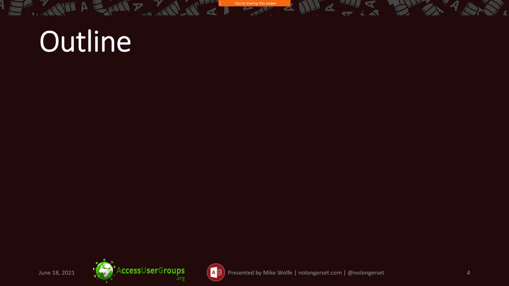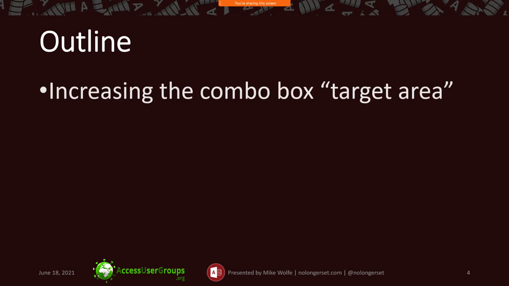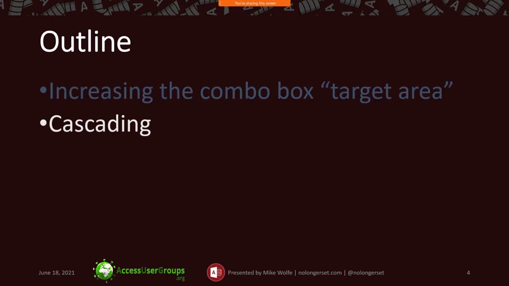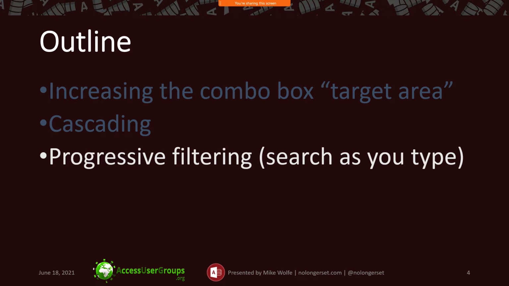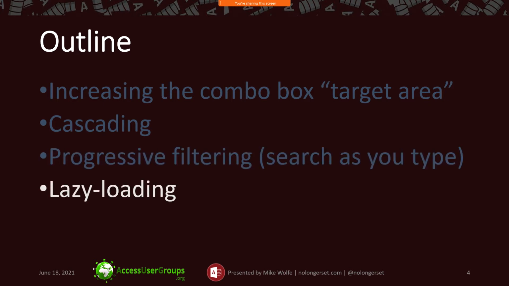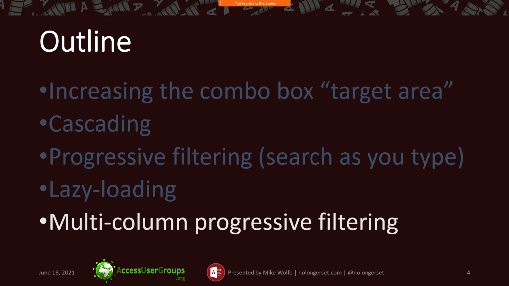Okay, so here's the outline. We're going to talk about increasing the combo box's target area. We'll talk about what that is. One of the most popular things to do with combo boxes is to cascade them together, and I've got a class module that makes that a little bit easier to do. I'll show you some progressive filtering, also known as search as you type. We'll talk about lazy loading and why that can be important and help with performance. And then finally, my favorite technique that I want to show is multi-column progressive filtering. So this is search as you type, but covering all of the columns in your dropdown.